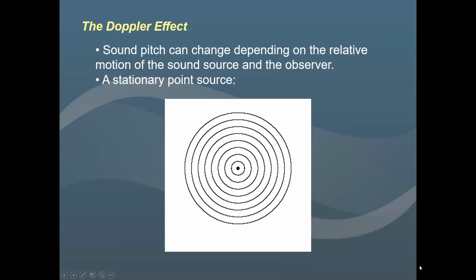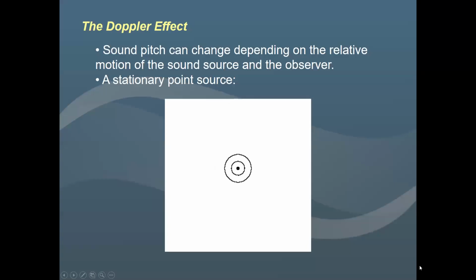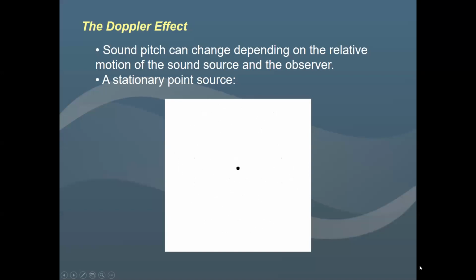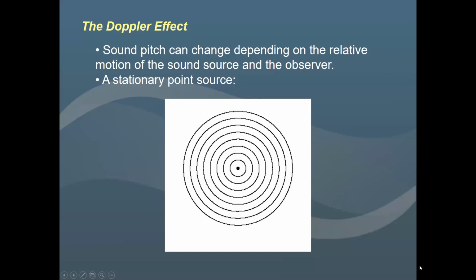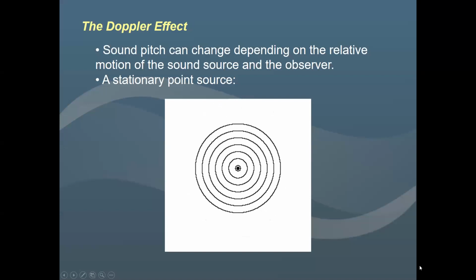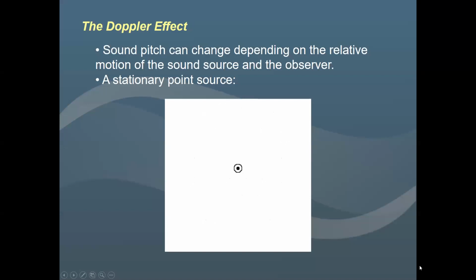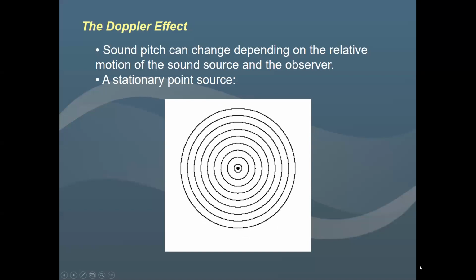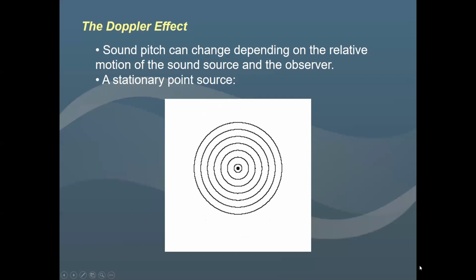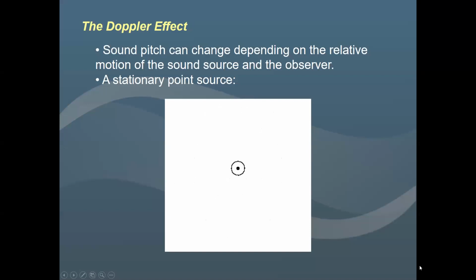All right, so for today's video lesson, we're going to be talking about the Doppler effect and just what happens when the source that is producing either light waves or sound waves is in motion. So this animation here is showing what occurs at a stationary point source.